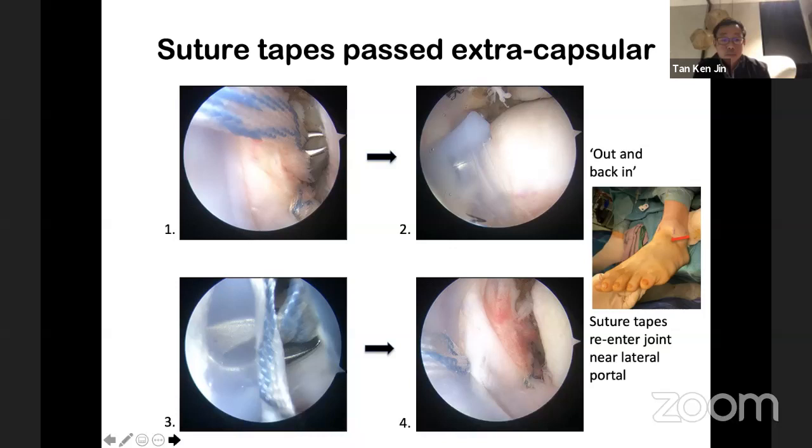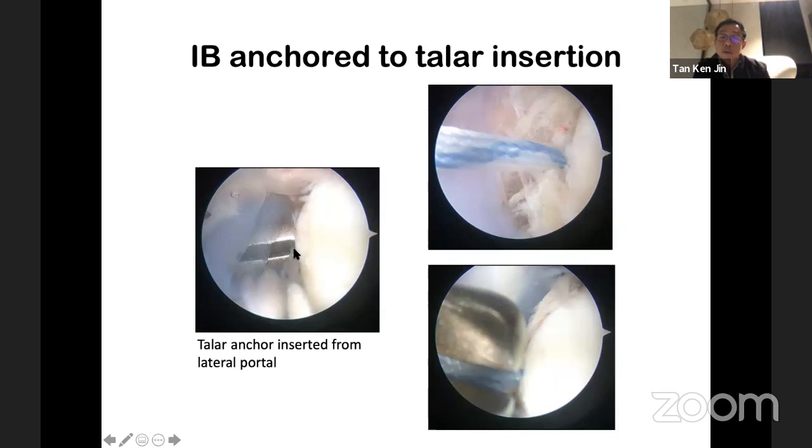Once you've done that, you just need to put another anchor down on the talus, on the lateral wall of the talus, low down near where the ATFL inserts onto the talus. You aim it upwards so that you don't put the anchor into the subtalar joint. And then the two suture tapes, as the internal brace, are anchored down into that anchor onto the lateral wall of the talus. And here you see when you tighten everything, it pushes the whole capsule down onto the talus. And then you just cut off the sutures there at the end.